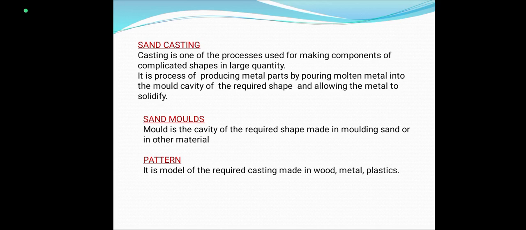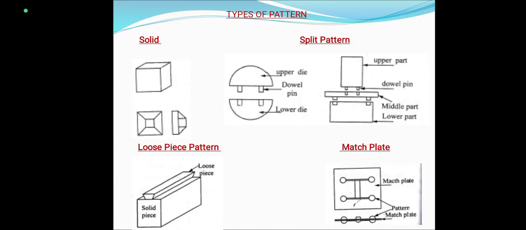Pattern. It is the model of the required casting made in wood, metal and plastics. These are the types of patterns used for casting the metal to solidify and be taken out in the required shapes. First one is solid patterns. Solid patterns are in cuboid, pyramid shapes. So we can pour the molten metal in the solid casting pattern.